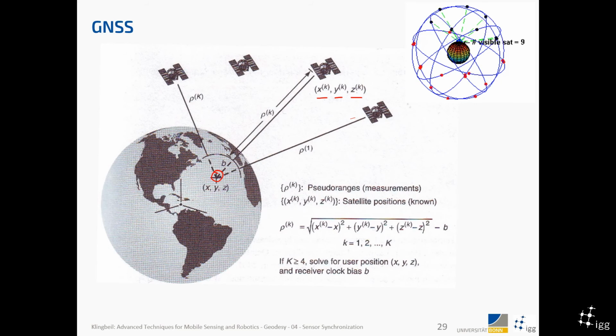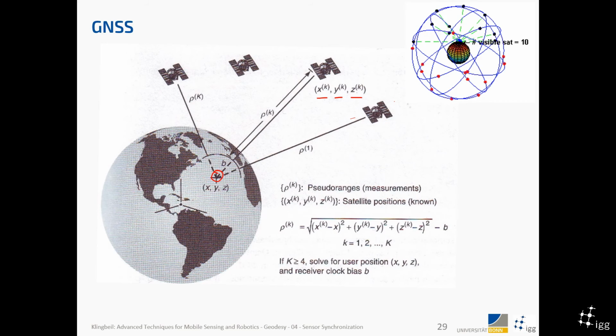And if the receiver's clock would be synchronized exactly, would have the same time as the clock on the satellites, then you would simply use 3 satellites and solve an equation system with 3 unknowns, like the position x, y, and z, and 3 observations, to solve for that position, right?